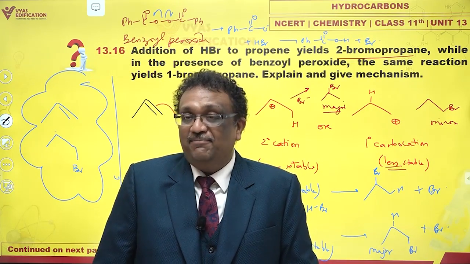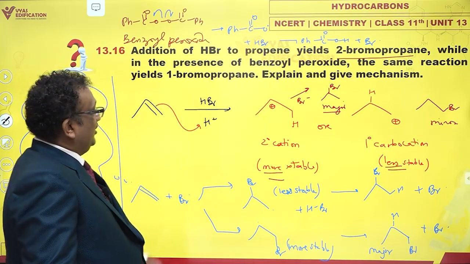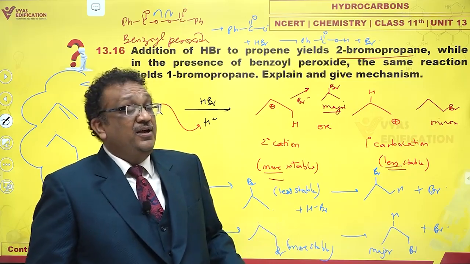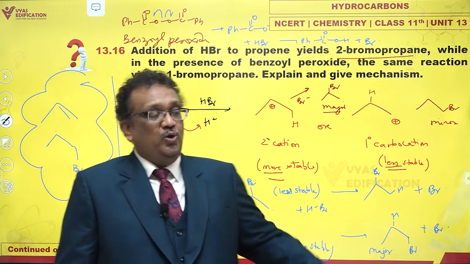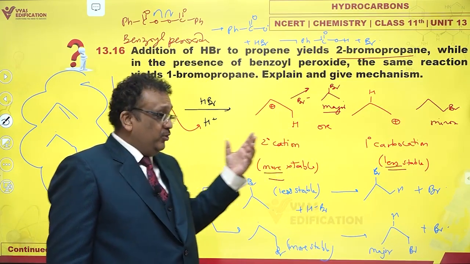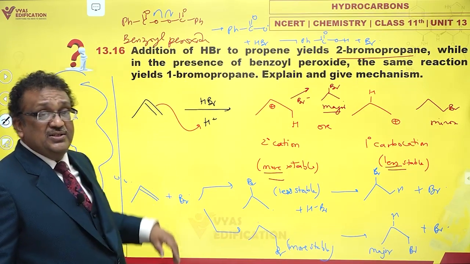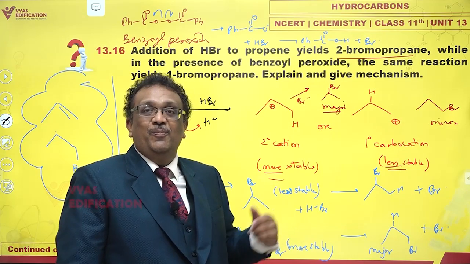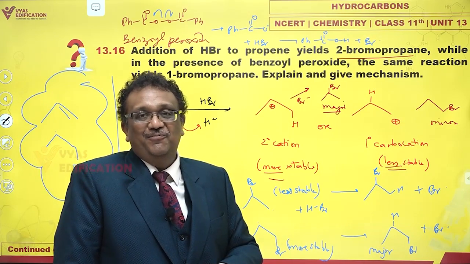So as per the mechanisms we can see that usually when you just add HBr to propene, it is electrophilic addition. You get 2-bromopropane as the major product. But when you add benzoyl peroxide, the mechanism changes to a free radical mechanism. And in that, 1-bromopropane becomes the major product.